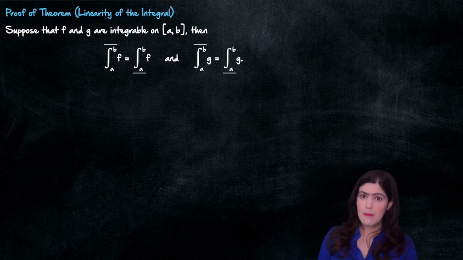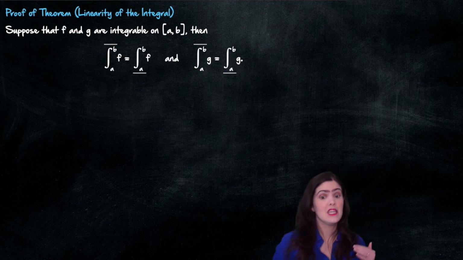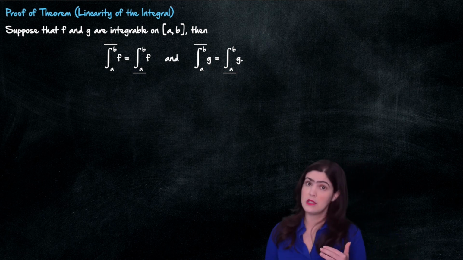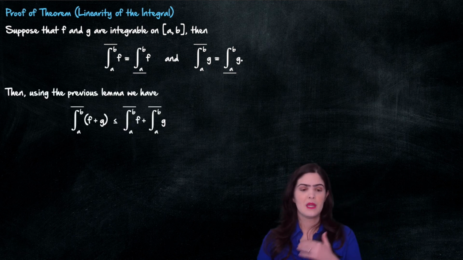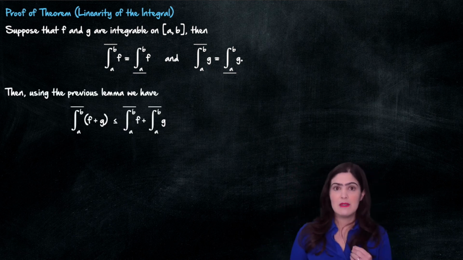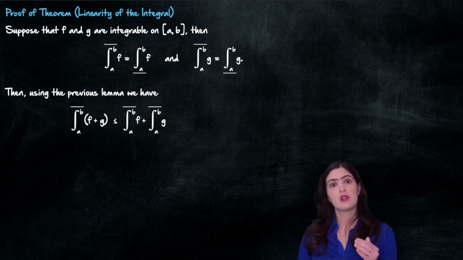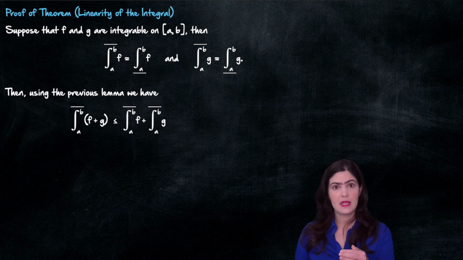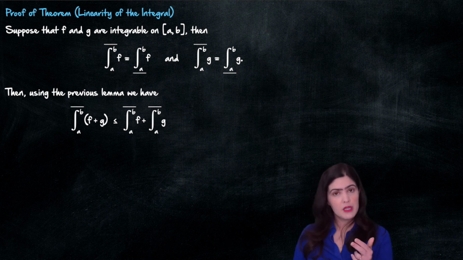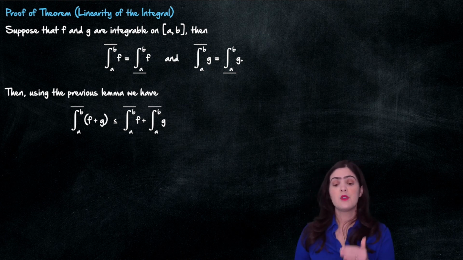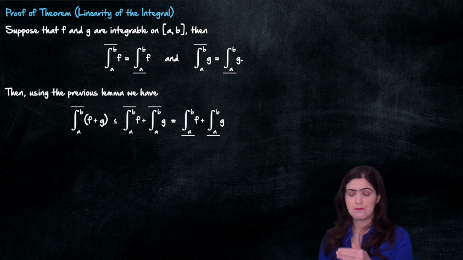So I'm remembering that if we know that both f and g are integrable, then that means that the upper integral of f is equal to the lower integral of f, and that the upper integral of g is equal to the lower integral of g. Now the previous lemma tells me that the upper integral of f plus g is less than or equal to the upper integral of f plus the upper integral of g. But now, the upper integral of f is equal to the lower integral of f, and the upper integral of g is equal to the lower integral of g. So then this is equal to the lower integral of f plus the lower integral of g.